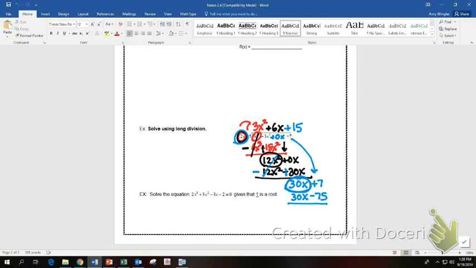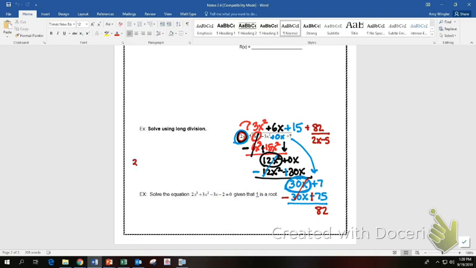Now you have to subtract both terms. So you're going to subtract here and subtract here, which changes both signs, and those cancel. And you're left with 82. 82 is your remainder. You go back up to your quotient and you add 82, but you have to put that over whatever you divided by, which in this case is 2x minus 5.